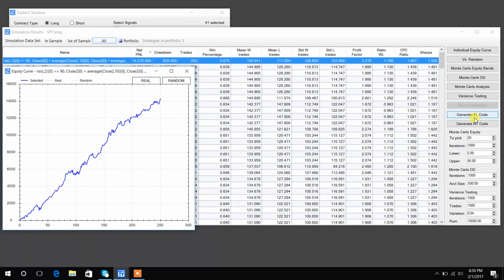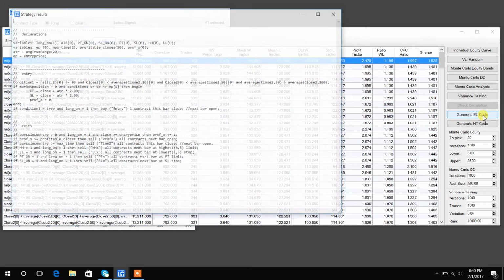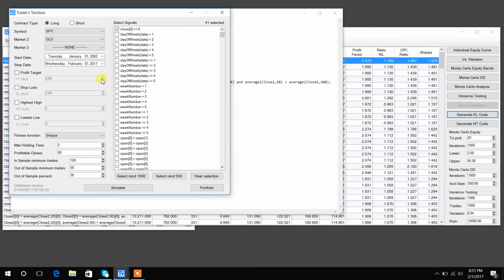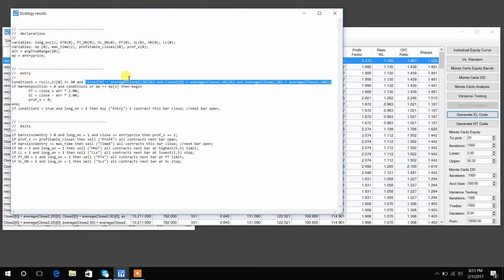I want to use this button right here. This is Generate EasyLanguage Code for TradeStation and MultiCharts, just so we can break down the signals. Actually, let's start with these last three. They all have Close 2, which means the close of Market 2. If you remember from our input screen, Close 2, Market 2, is gold. So all these signals actually come from our secondary market. Let's break them down.